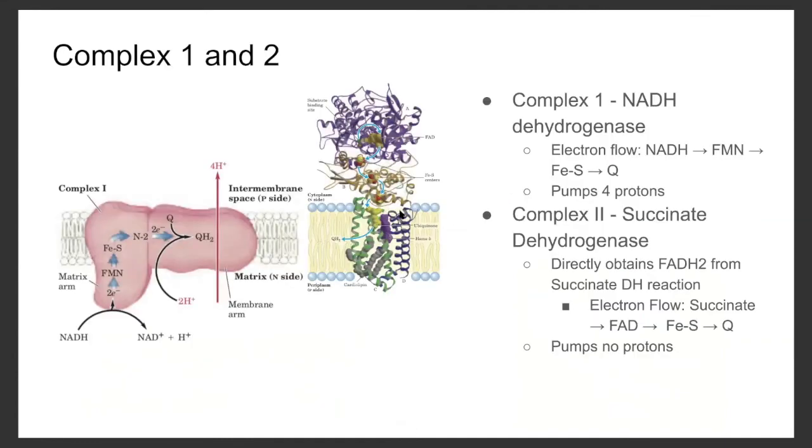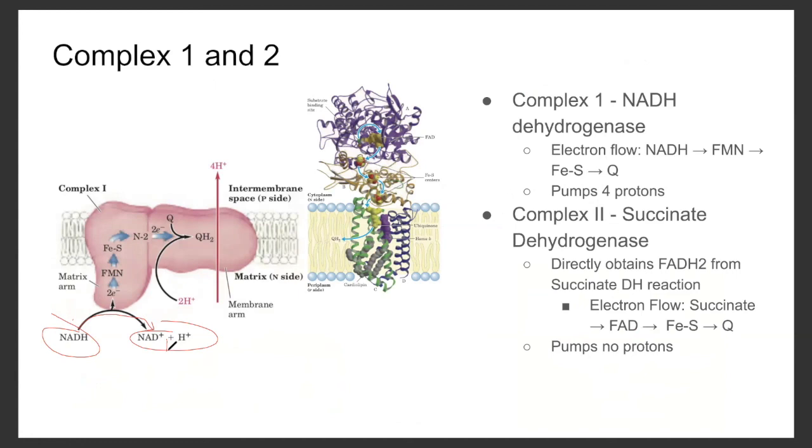All right, so let's talk about complex 1 and 2. The first thing that happens is we have to free the electrons from the NADH. What complex 1 will do is take the electrons from NADH so that we replenish the NAD positive. And this is one of the main reasons why the electron transport chain is important. It helps recover NAD positive.